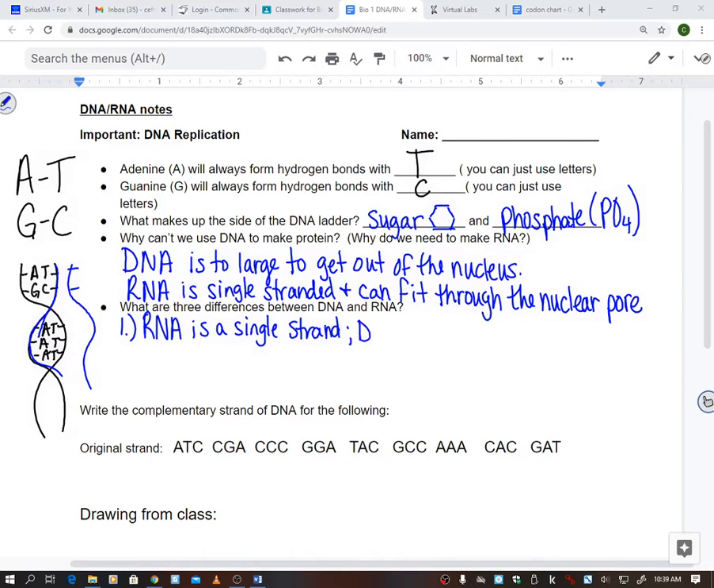Whereas DNA is double, so it's larger. Your DNA is larger. Your RNA still, though, holds your instructions, and when I show you how this happens, you'll see that your RNA still holds your instructions.